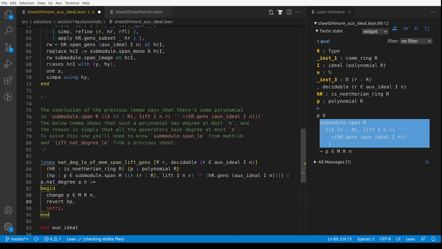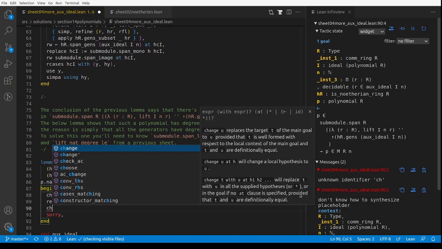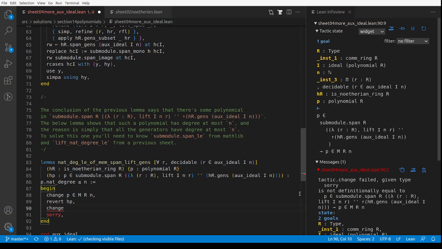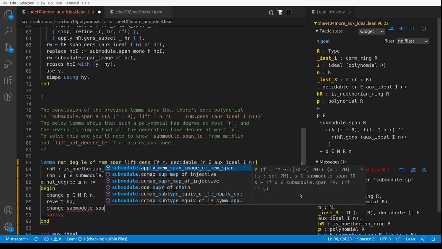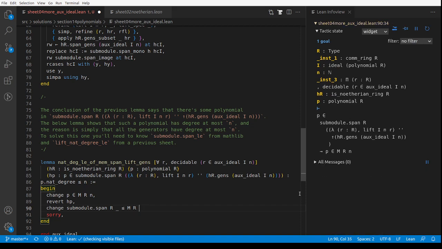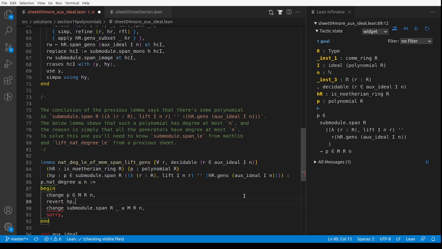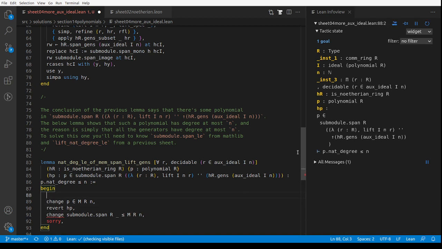and that follows immediately from the statement that the span is a subset of something. So can I apply, so I could change, this is span, this is submodule dot span R something is a subset of, is less than or equal to MRN, right? No, it's not. Annoying. I mean, it is, isn't it? Maybe we should just do. This is a shame.